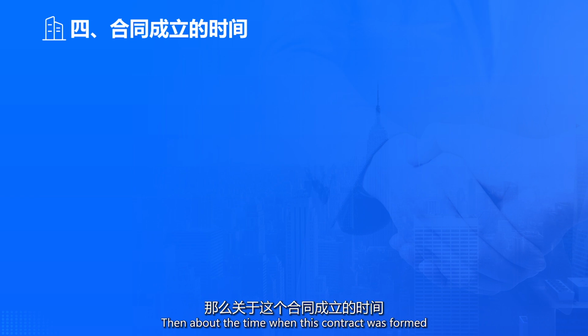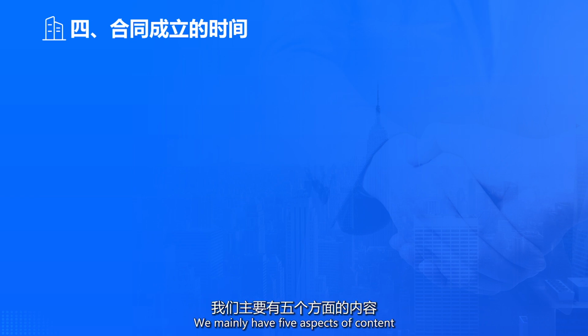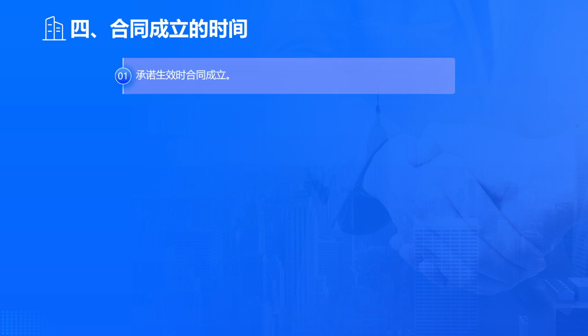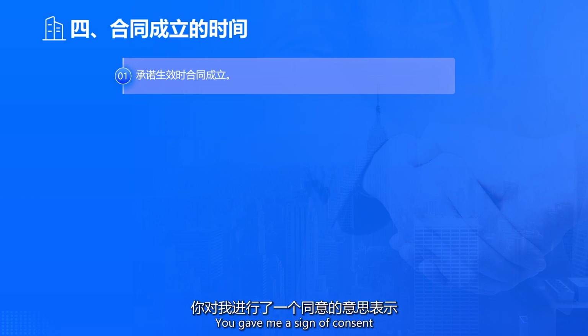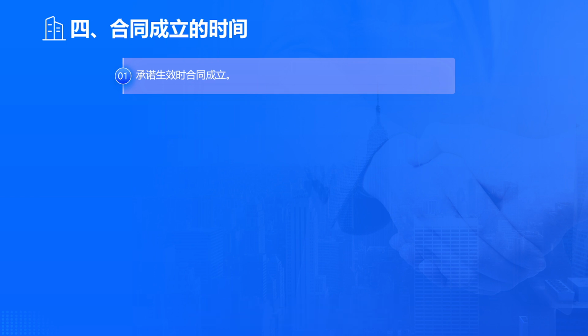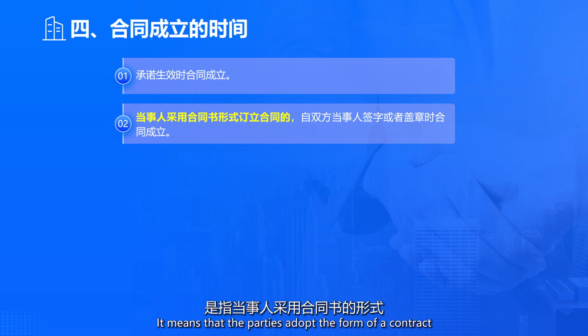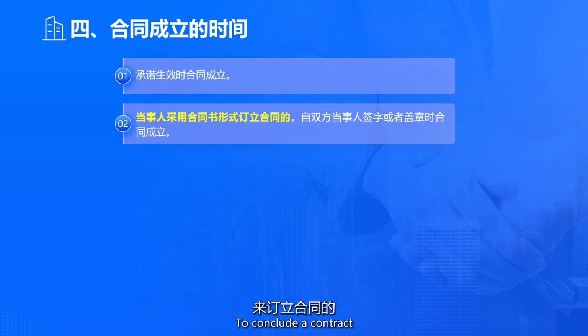Then about the time when this contract was formed, we mainly have 5 aspects of content. The first is when the commitment takes effect. Our contract is established, which means when I ask you out, you gave me a sign of consent. The contract between us is established. When the second contract was formed, it means that the parties adopt the form of a contract to conclude a contract, signed by both parties, or when it's stamped, our contract becomes effective.